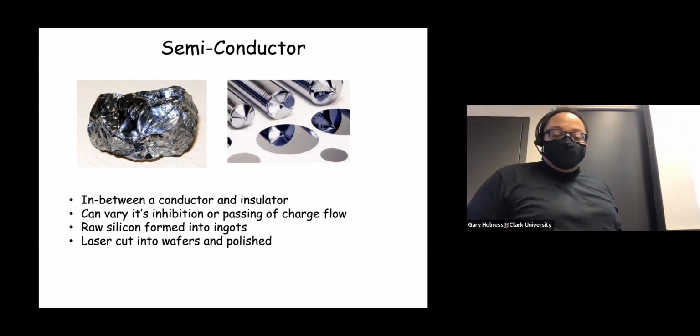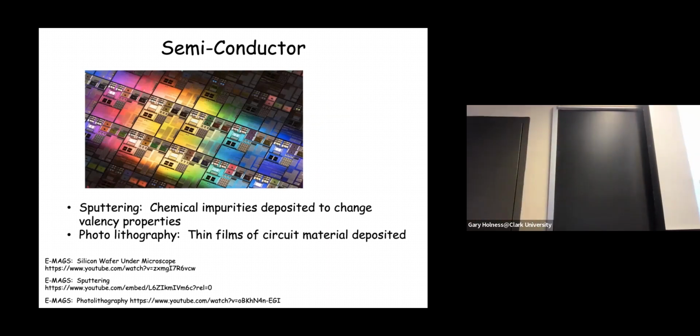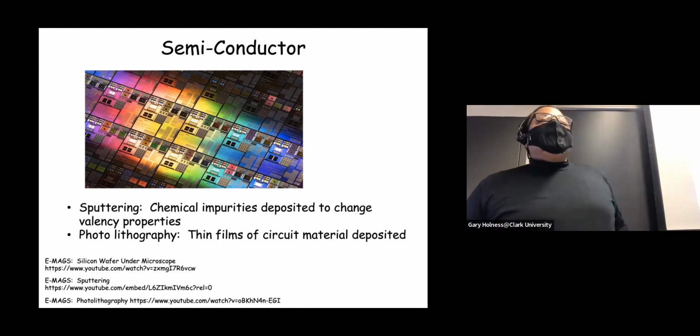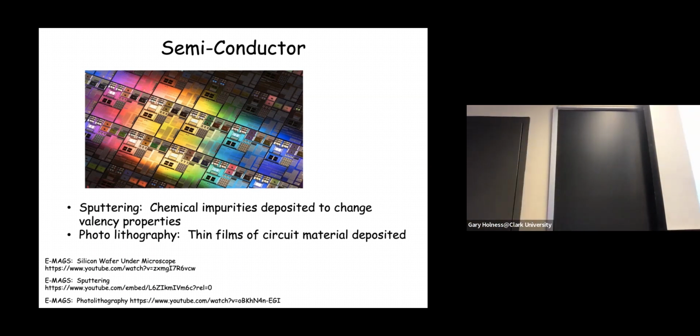And so you take these wafers and you change their valencies through one of two major categories. One's called sputtering. So you introduce other chemicals or materials called impurities, and they're called impurities because they change the valency of the raw silicon. Now, the other one is called photolithography. And photolithography is almost like screen printing a t-shirt. You're taking a thin film of some material, almost like paint, and you're applying it in specific patterns to change the conductive properties of this silicon in various ways. Specifically, you're constructing transistors. Okay?